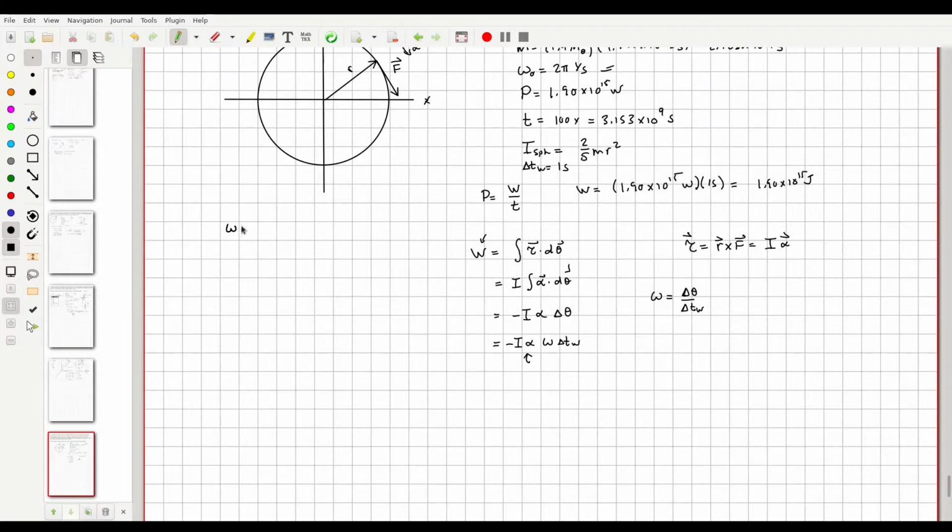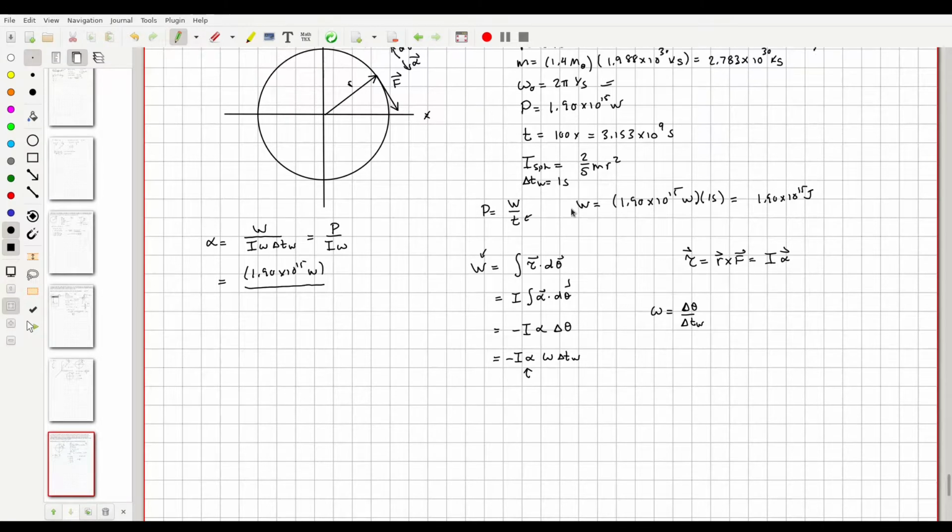So, our angular acceleration here is going to be the amount of work that's done divided by I omega delta T sub W. But look, work over time, this is T sub W, that's power. So it's power over I times omega. Okay? So the power that we have is 1.90 times 10 to the 15th watts.